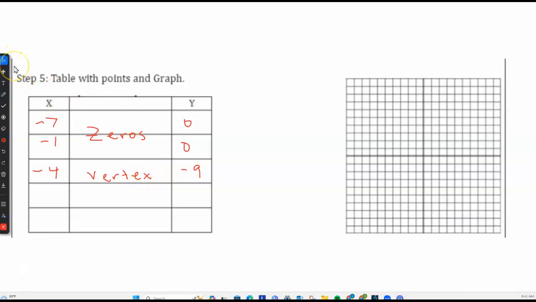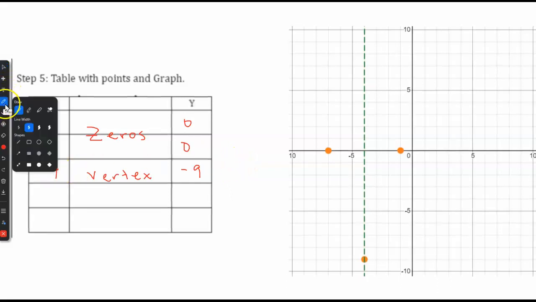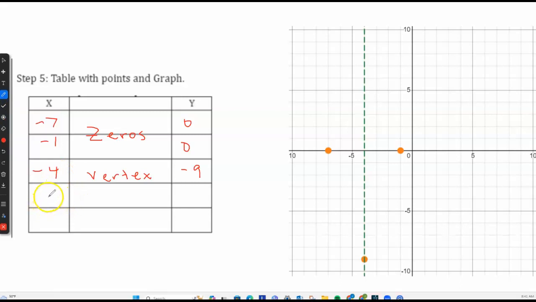So far, our graph looks something like this. The negative 4 is our line of symmetry, that green line, and the orange dots are the ones we already know. We know the zeros, and we know the vertex. So we need to find one more point, and then we can make a mirror image of that point. So let's do negative 2.